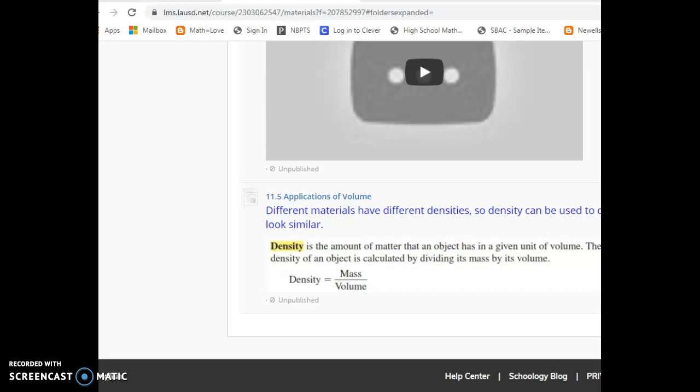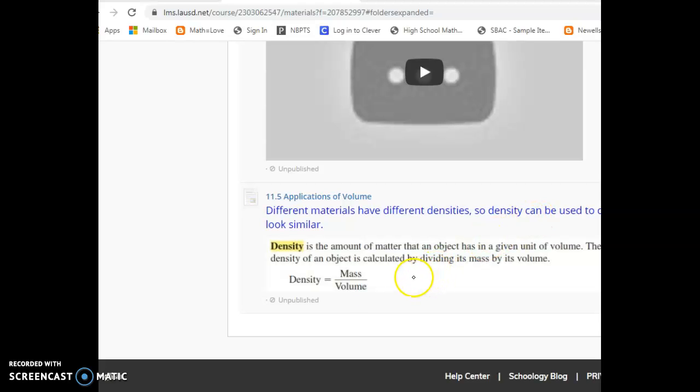One common application of volume is when comparing materials based on their densities. The computed value is actually equal to the ratio between the mass and its volume. So density is equal to mass over volume.